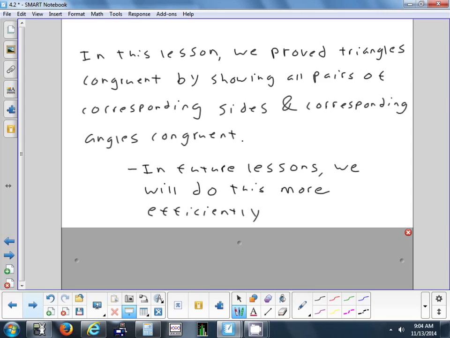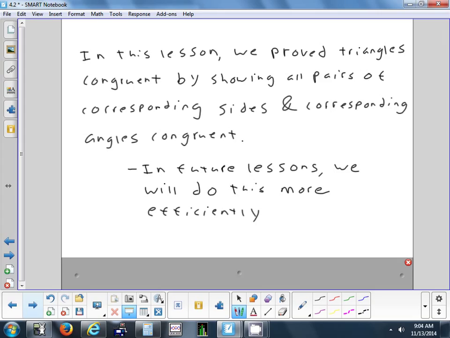Or if you show two angles and a side. There's all kinds of combinations of things you can show, but you do not need to show all six. In this lesson we are, but in the future we're going to come up with a faster way of doing it, just showing some of it. Okay, but if you can do all of it, then when we only do a little bit, it's easier.